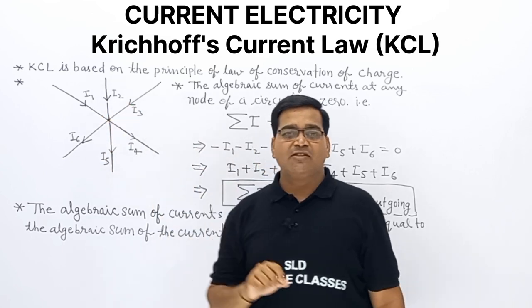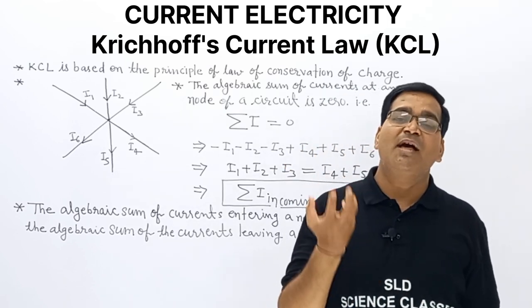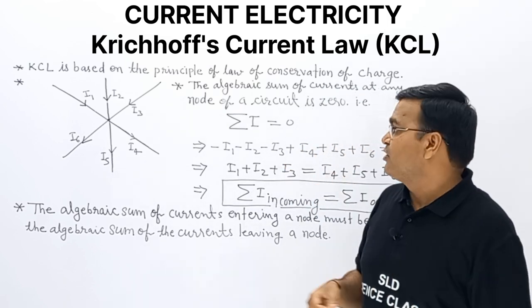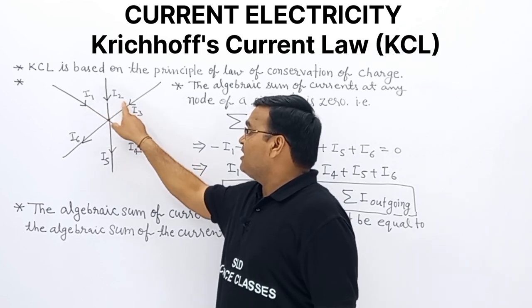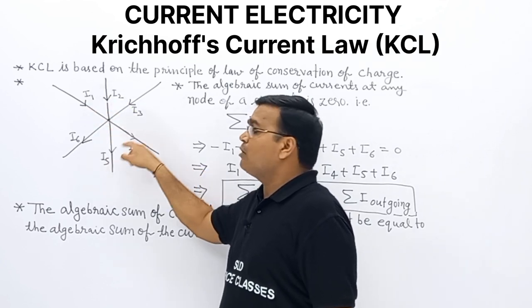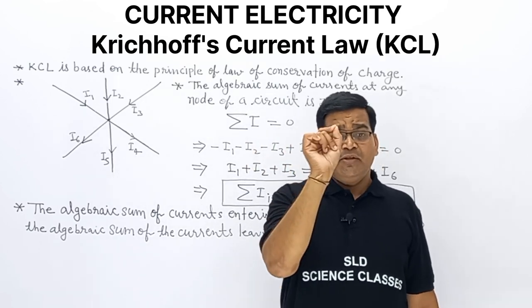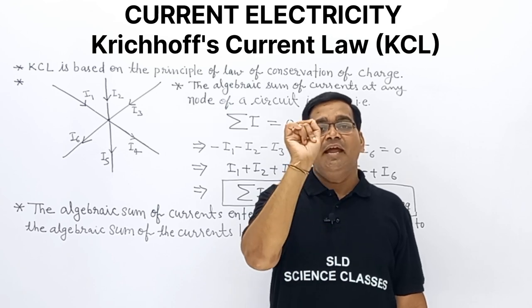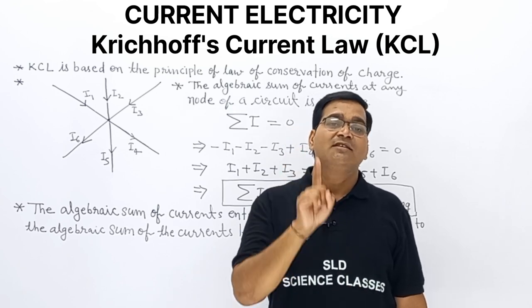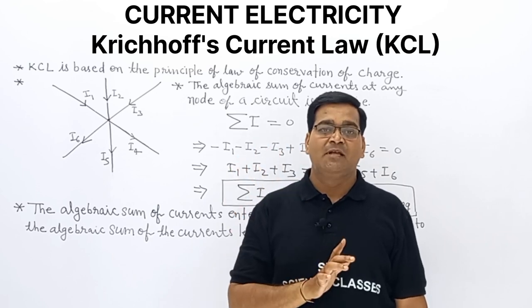So what about the branch? A branch has elements. So for this node, these three are incoming branches and three are outgoing branches. Clear? So Kirchhoff's current law is applied at a node or junction of a circuit. Where? At the node or junction of a circuit.